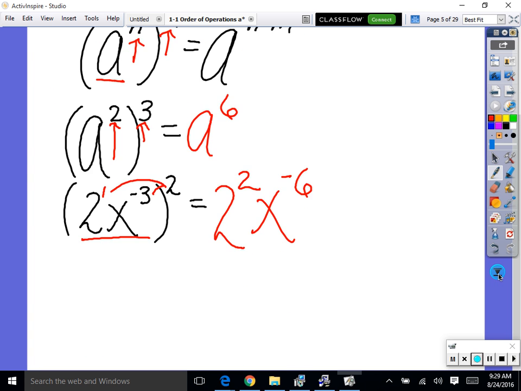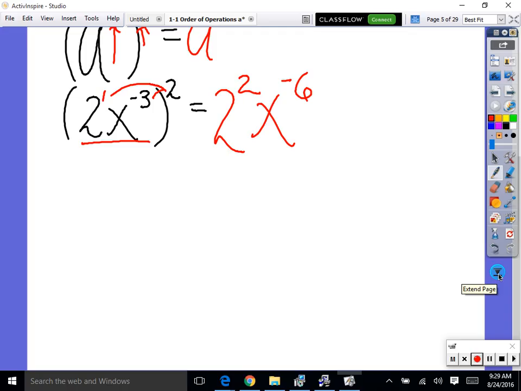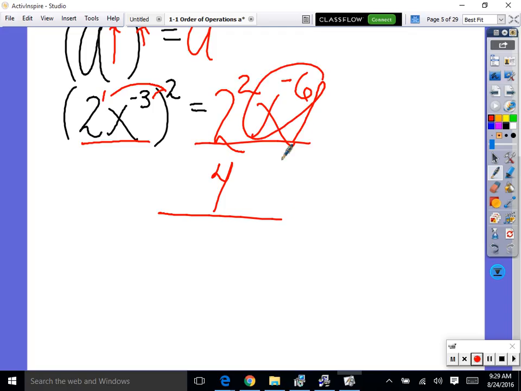Now we would just say, can we continue to simplify? Well, yeah, guys. 2 squared means 2 times 2. That's 4, right? And then we flip anything with a negative exponent over a fraction. So won't that be x to the positive 6 on the bottom? And voila. Okay, awesome. Let's practice a few.